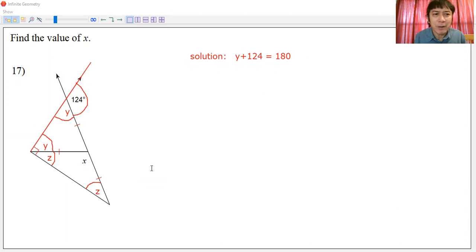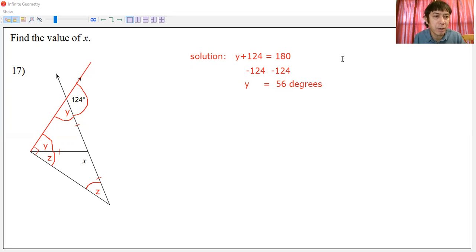All right, let us begin solving this. Let's start with the unknown angle y. So I have the equation here. We shall subtract 124 from both sides, so this is minus 124, minus 124. So we get the y here. This is now y equal to 180 minus 124. That looks like 56 degrees.